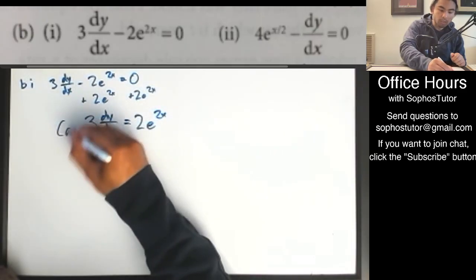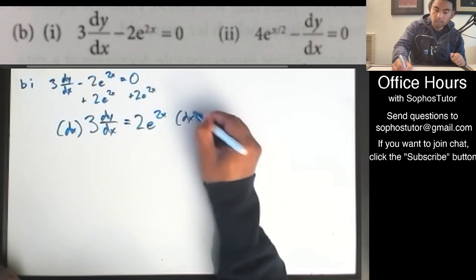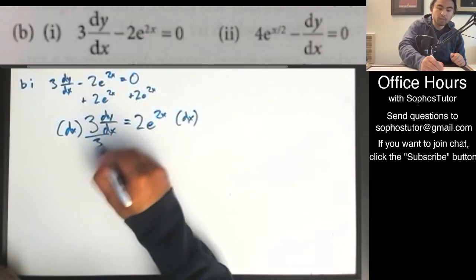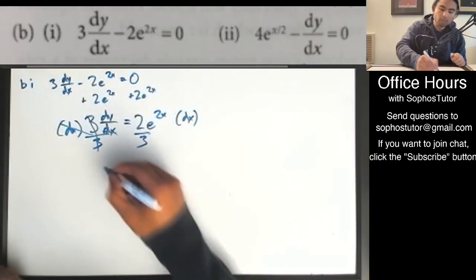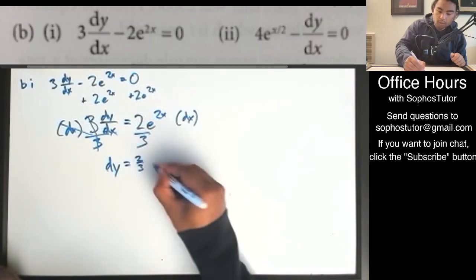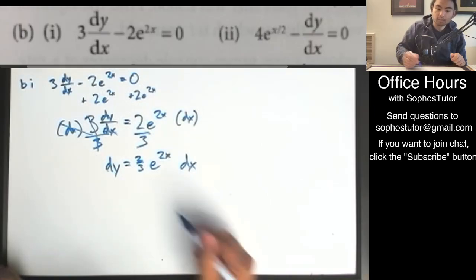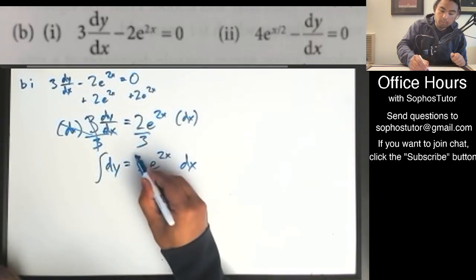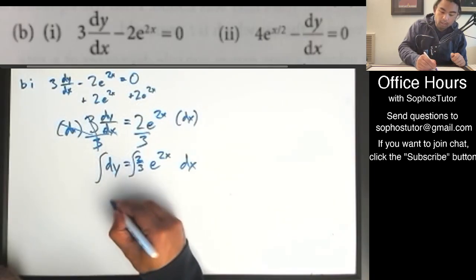We can now multiply both sides by dx. And in fact, what I'll also do is divide by 3 just so we can isolate the y. So now we'll get dy is equal to 2/3 e to the 2x dx. We can now integrate both sides. As we know, the integral of dy is simply y.